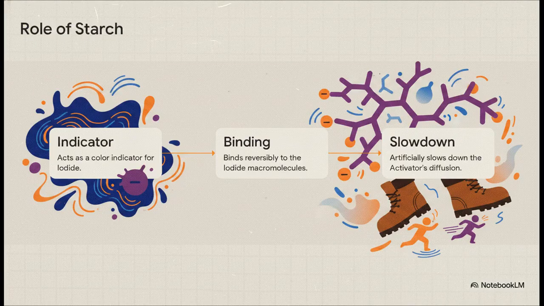So where does starch come in? Well, starch is historically used as a color indicator, right? It turns dark blue when iodine is around. But in the CDIMA reaction, it does something almost magical. It binds reversibly to the iodide ions. Because starch is this massive macromolecule, it acts like a pair of heavy boots on the iodide, artificially slowing down the activator's diffusion rate. This accidental, totally brilliant addition is what finally satisfied Turing's crucial mathematical condition, making the inhibitor diffuse faster than the activator.